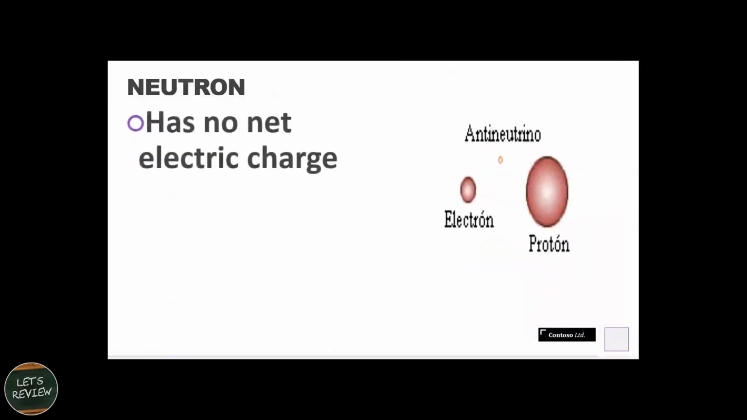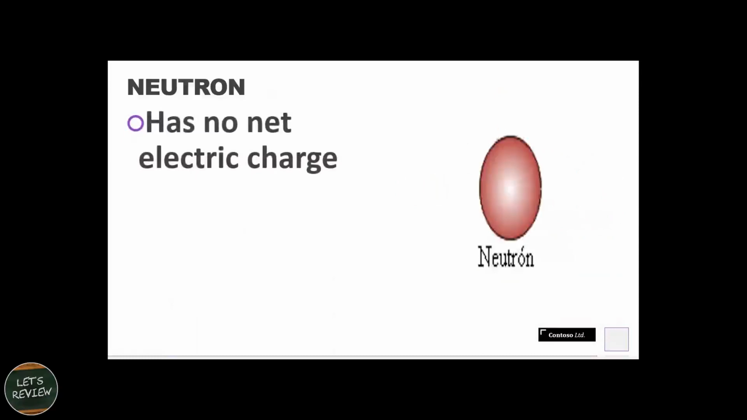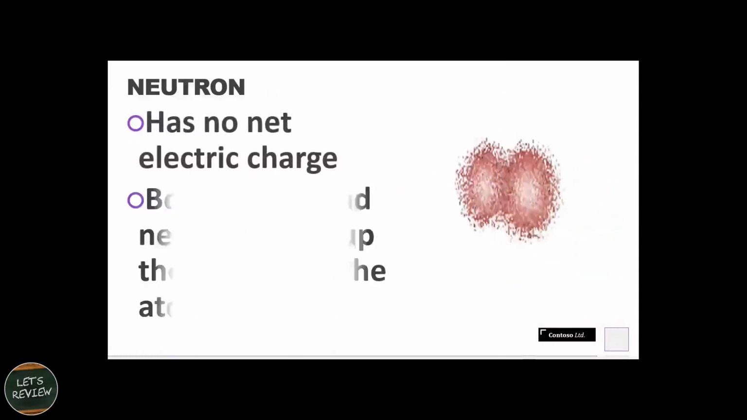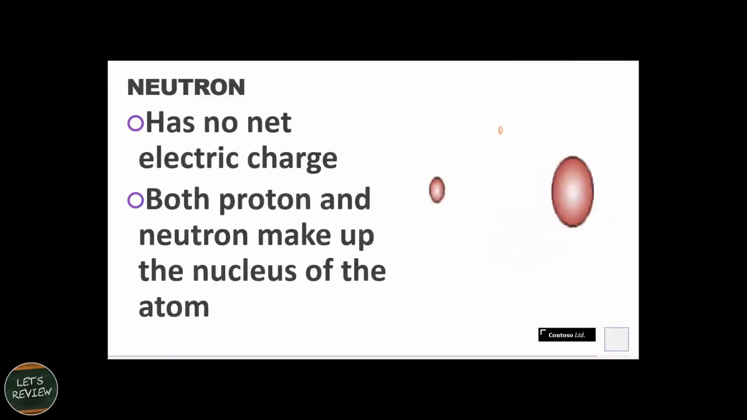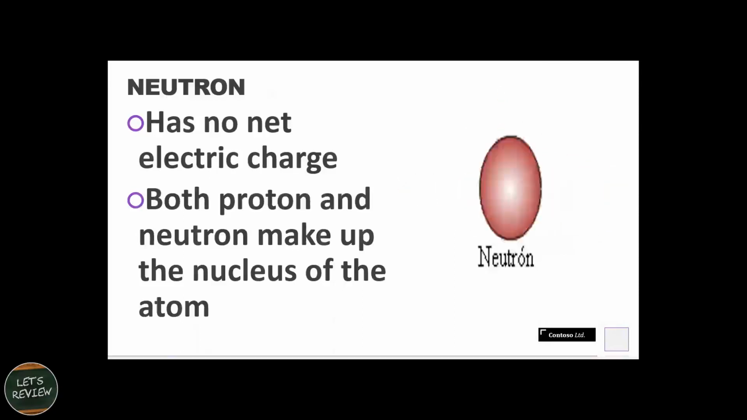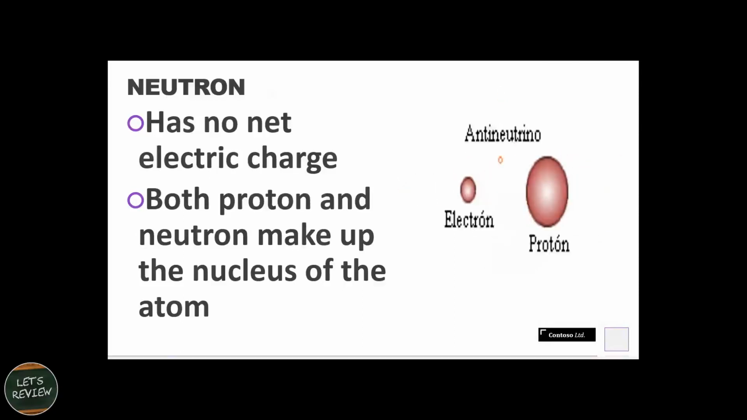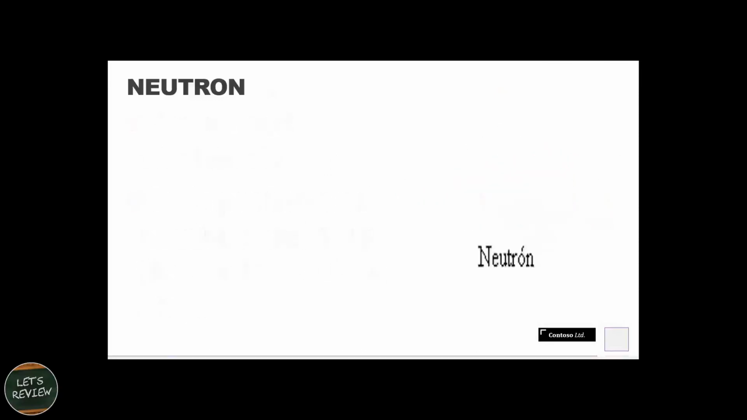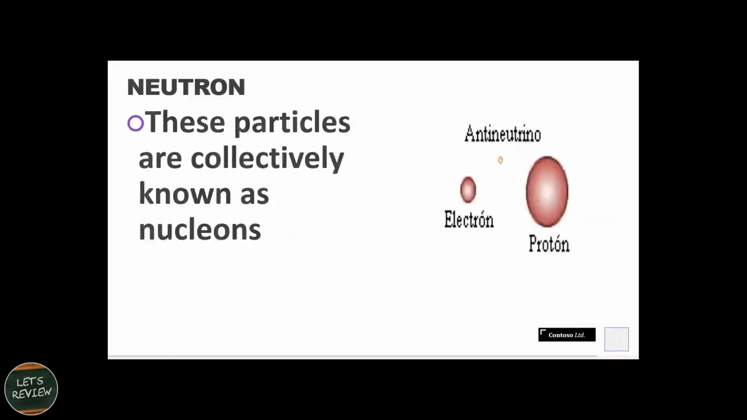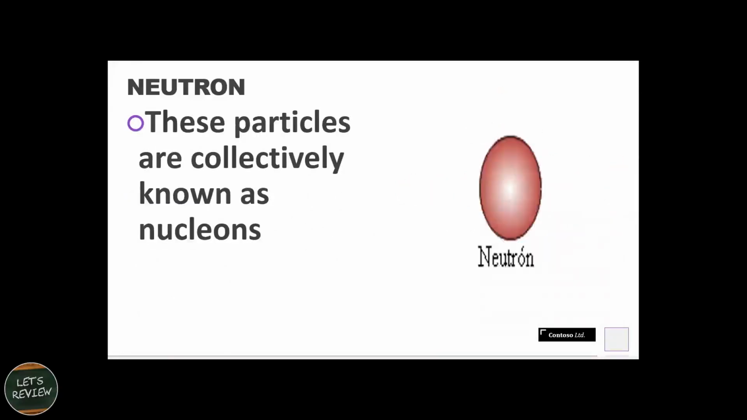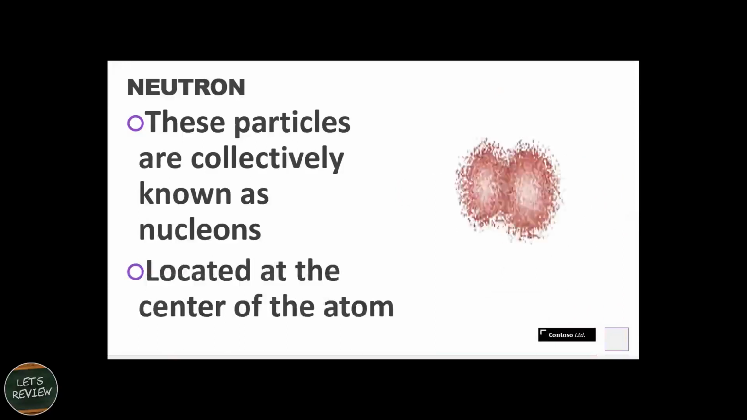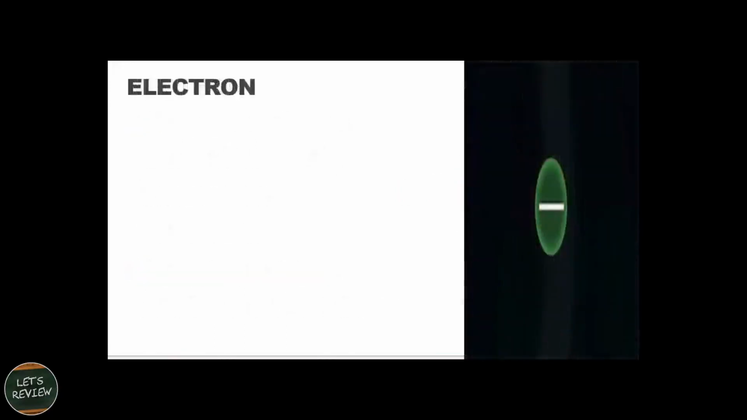The second is called the neutron, and it has no net electric charge. It's not positive, it's not negative, so there's no charge at all. Both the proton, the positive charge, and the neutron make up the nucleus of the atom. The nucleus is dense and located at the center of the atom. Most of the mass of the atom comes from there. These particles are collectively known as nucleons.